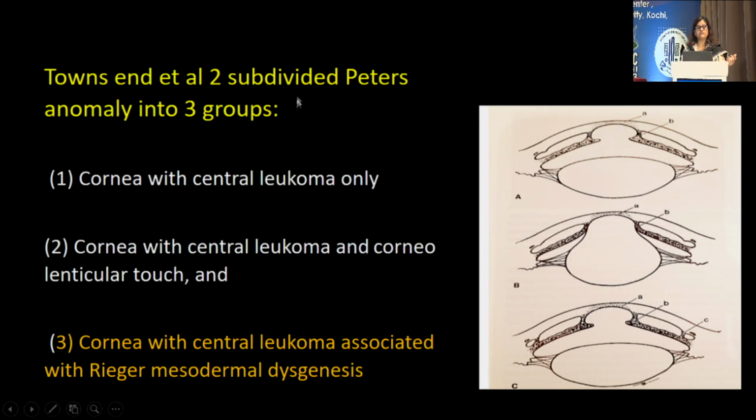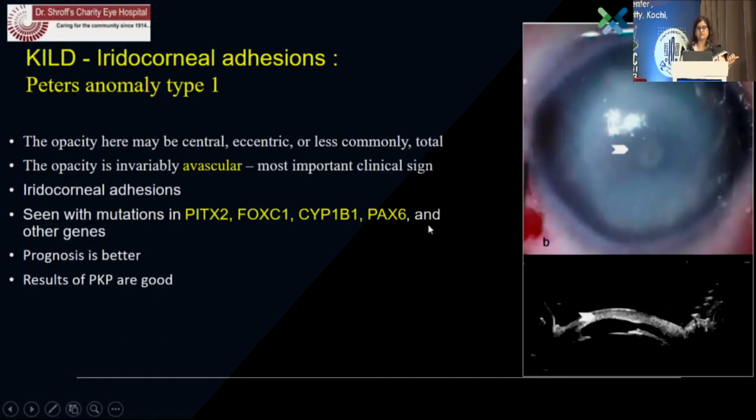There is another classification also where they have been divided into three groups: cornea with central leucoma only, cornea with central leucoma and corneal lenticular touch, and third is cornea with central leucoma associated with Rieger mesodermal dysgenesis. So you can have iridocorneal adhesions at the periphery also. So these are various classifications, and you can follow any of them.